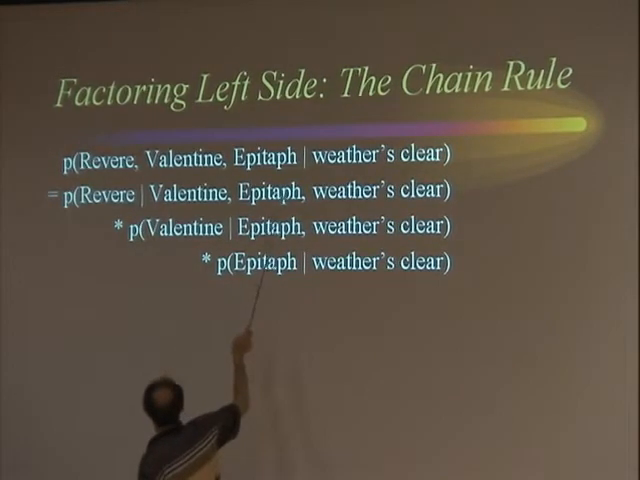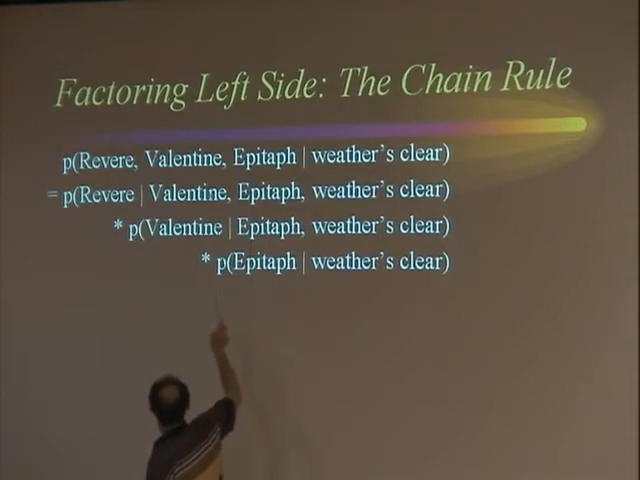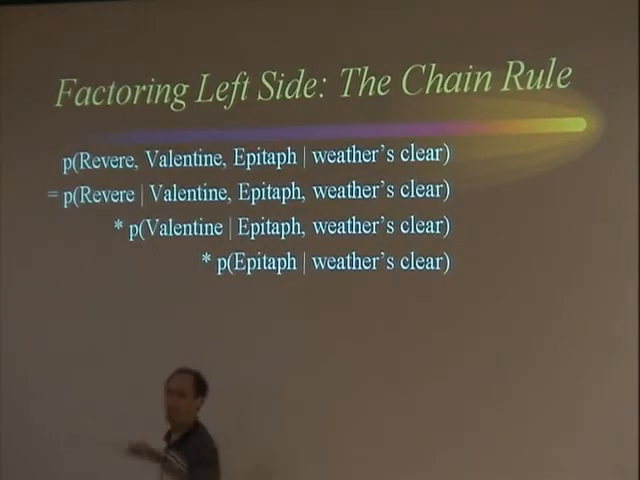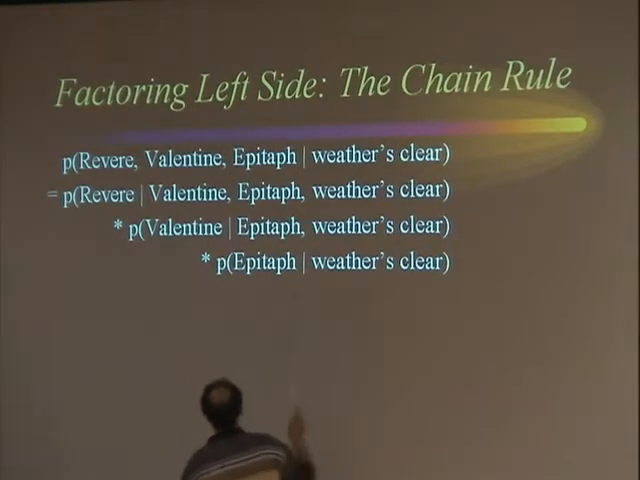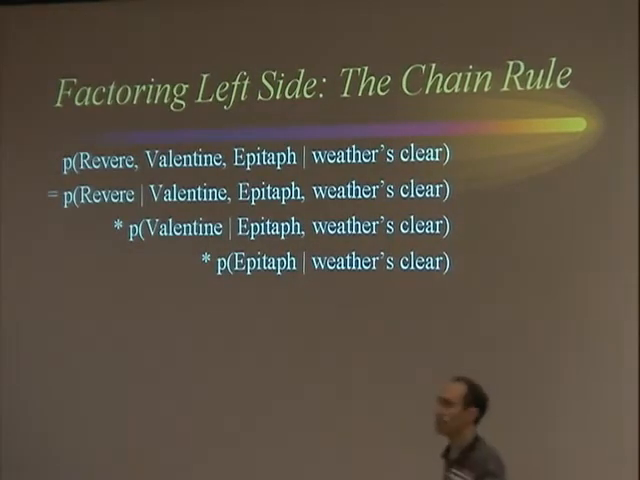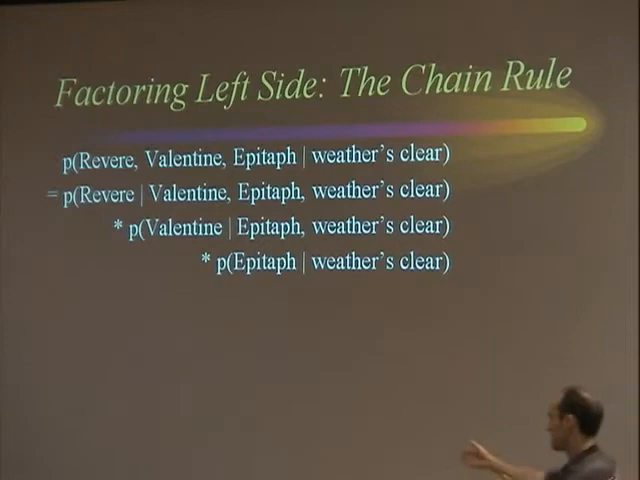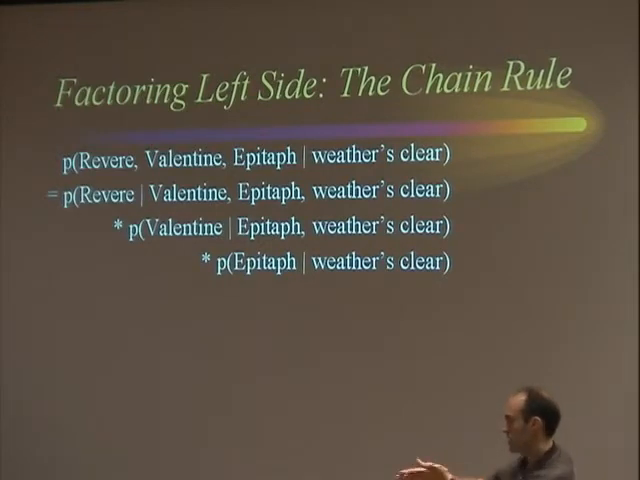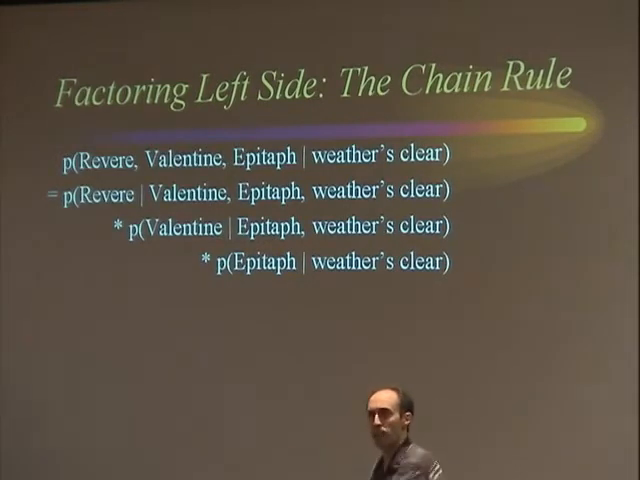So once we've got the weather being clear and Epitaph in third place and Valentine in second place, what's the probability that Revere then wins? Okay? So we're taking a fraction of a fraction of a fraction. You can think about this as making a sequence of choices. Your life is branching. You make a decision to go this way or that way, and it splits further, and the probability divides into pieces.